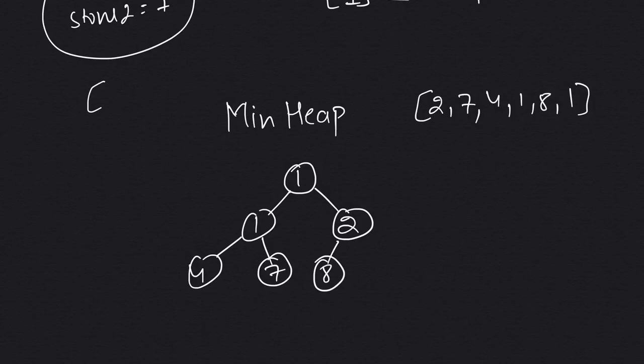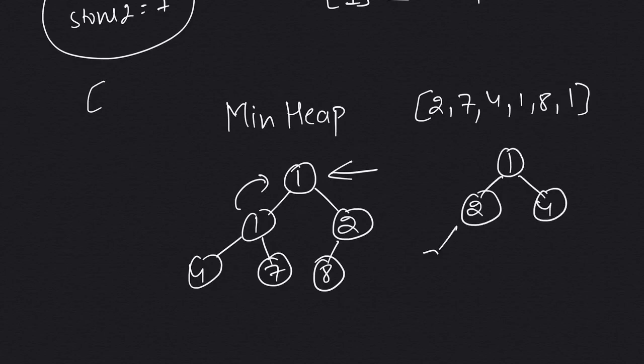So every time I pop something, it will give me the minimum value. The second minimum value will be replaced by it. So if I take out 1, my min heap will be something like this: 1, 2, 4, 7, 8. So how can we use a min heap to solve this question?